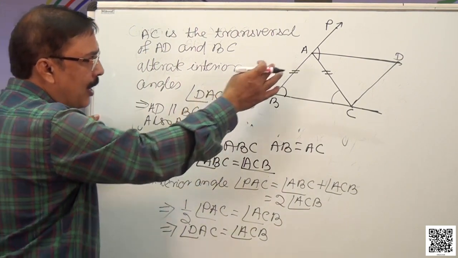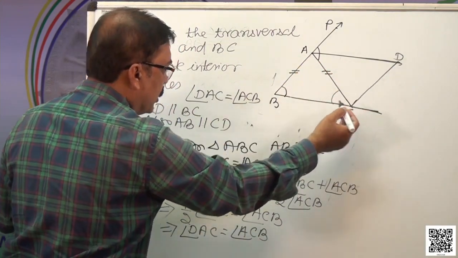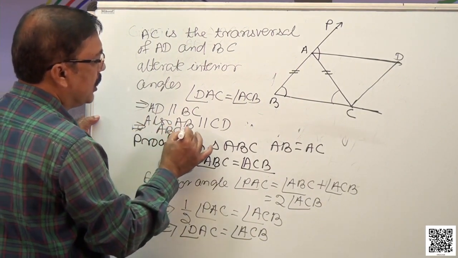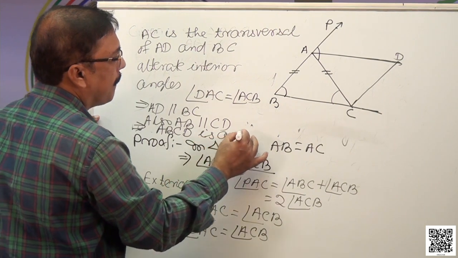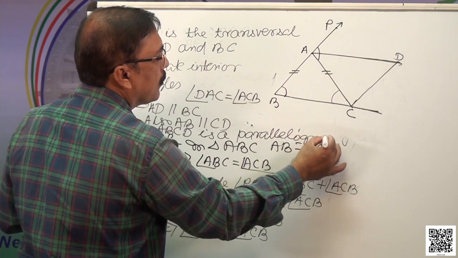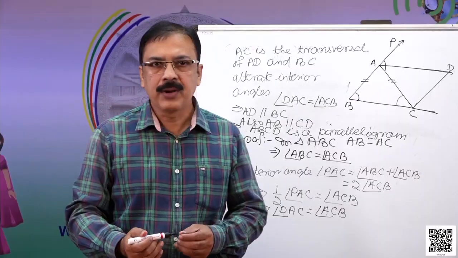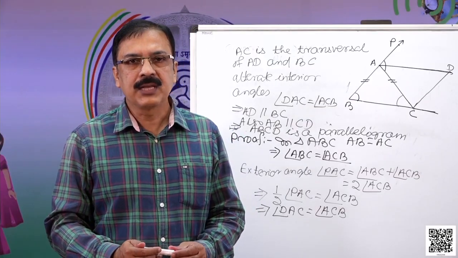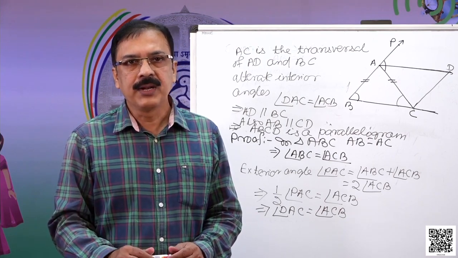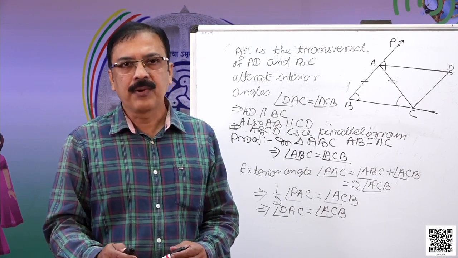Now, in the quadrilateral ABCD, AD is parallel to BC and AB is parallel to CD. So, this implies ABCD is a parallelogram. So, by using the property that the opposite sides are parallel, that of a parallelogram, we proved it that ABCD is a parallelogram. Let us see another problem.